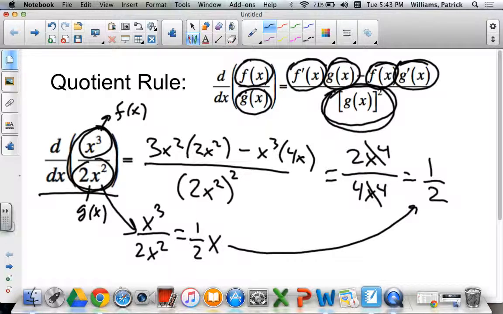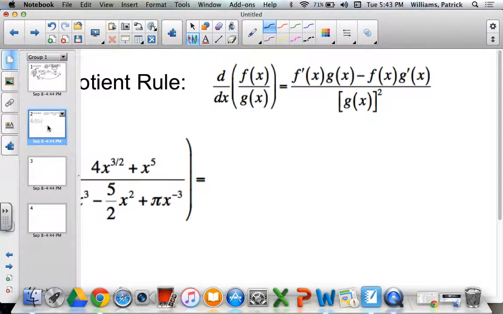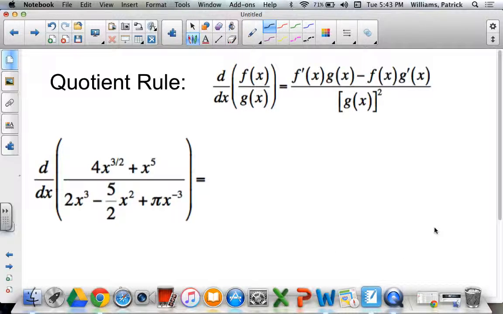Okay, so it still works, just like with the product rule. In this case, we didn't need to use the quotient rule, but on the problem on the next slide, you will definitely have to use the quotient rule. There's actually no way to solve it without using the quotient rule. So without further ado, let's look at this horrible piece of equation right here and try to solve this derivative using the quotient rule. Pause the video.